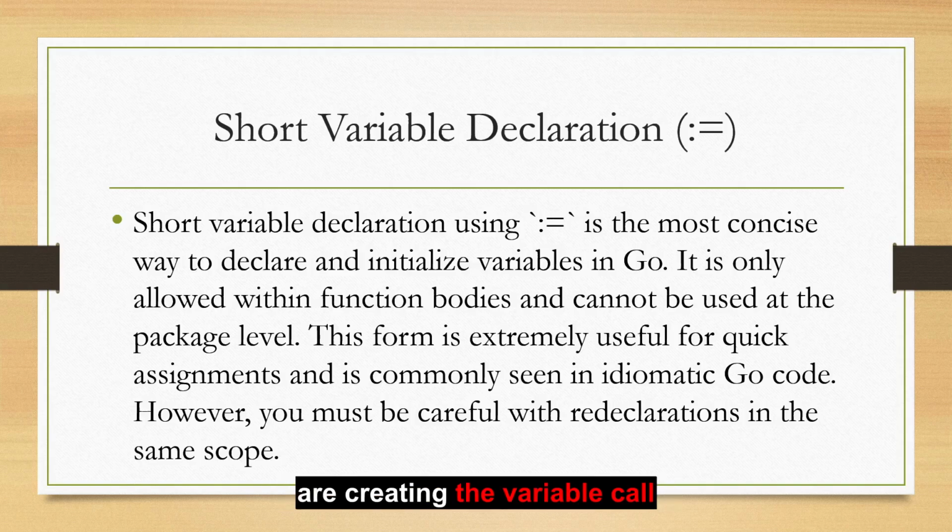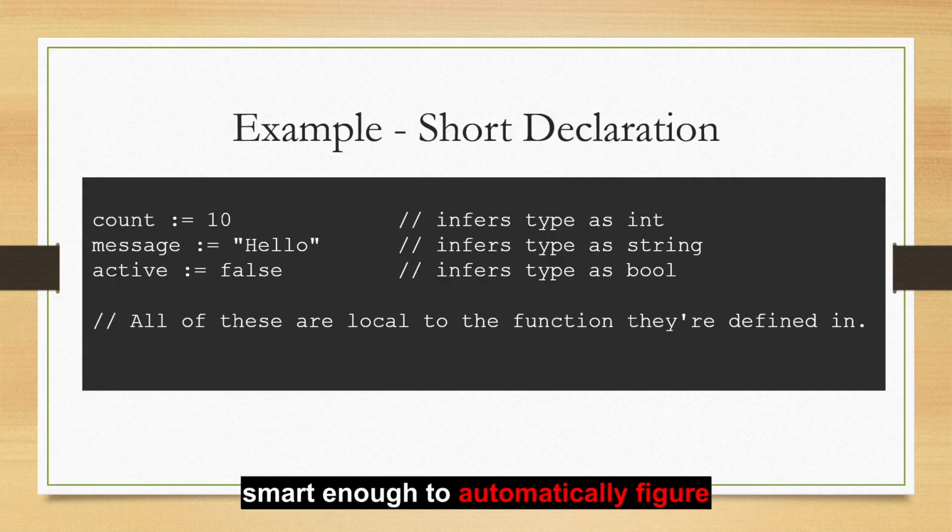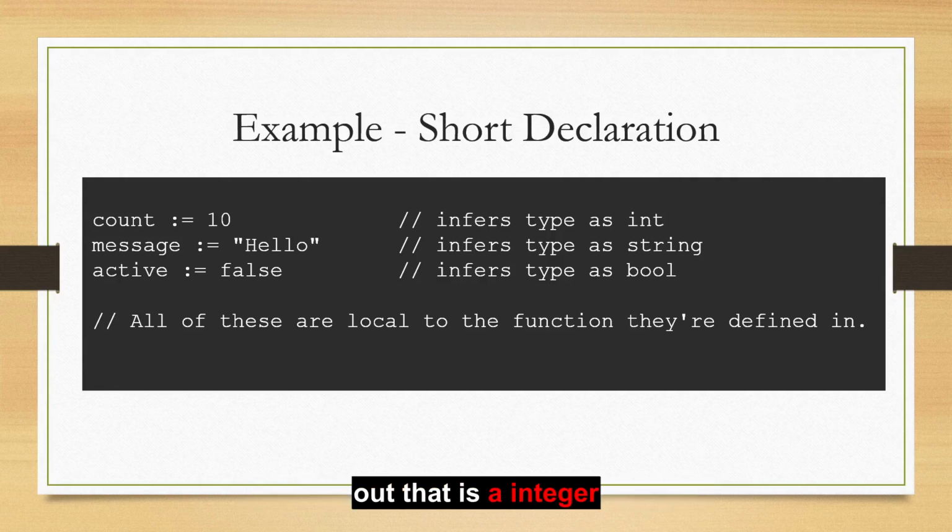So here we are creating a variable called count and giving it the value 10. Now Go is smart enough to automatically figure out that it is an integer because we gave it a number. So you do not have to say var count int equals 10. The short form is count colon equals 10. That is much cleaner and faster.